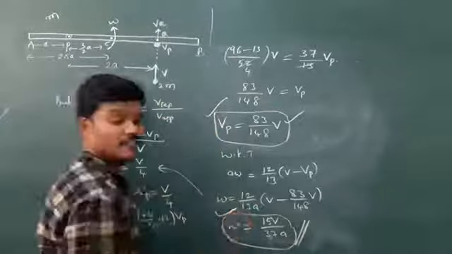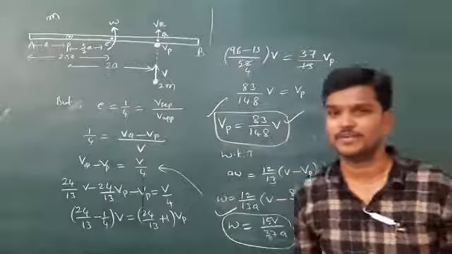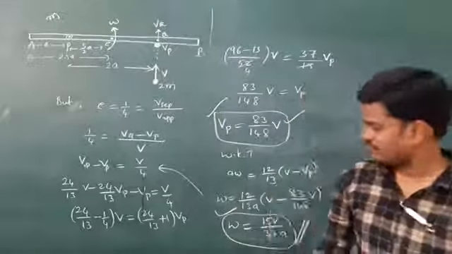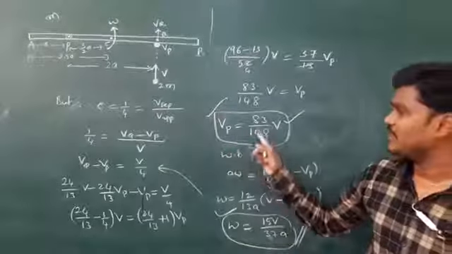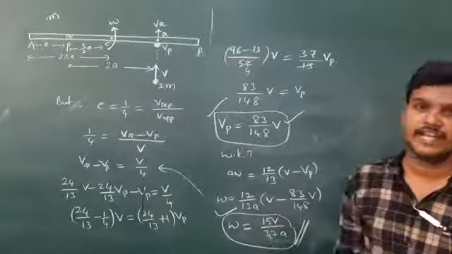Vp, omega, our answers. And Vq anyhow is calculated. If you substitute Vp, you will get Vq. So these are the required answers. Vp is 83 by 148 V. Omega is 15 V by 37a.